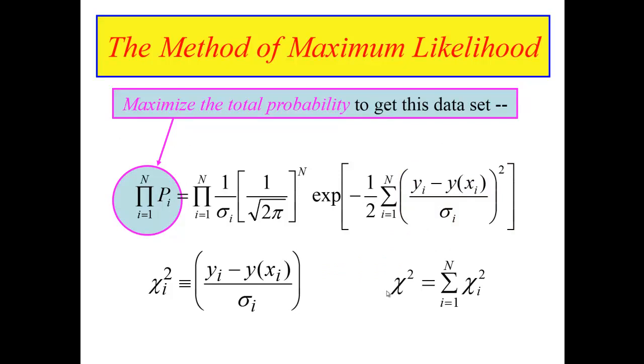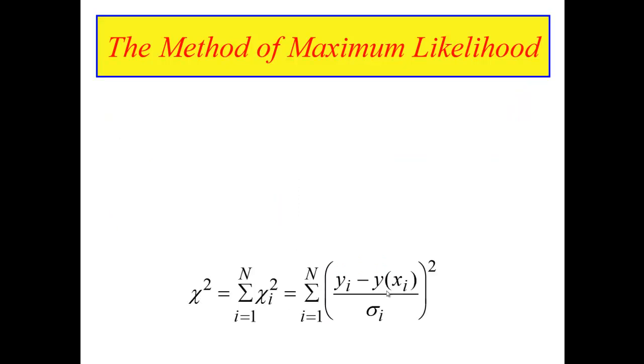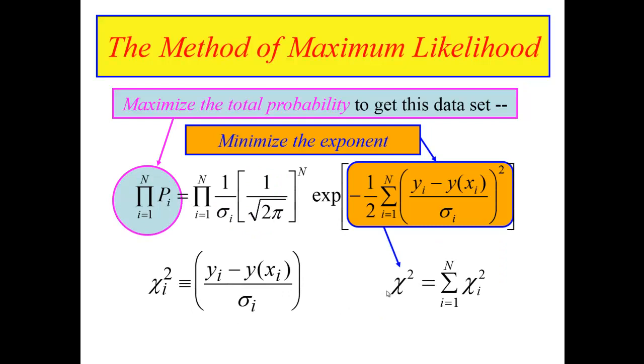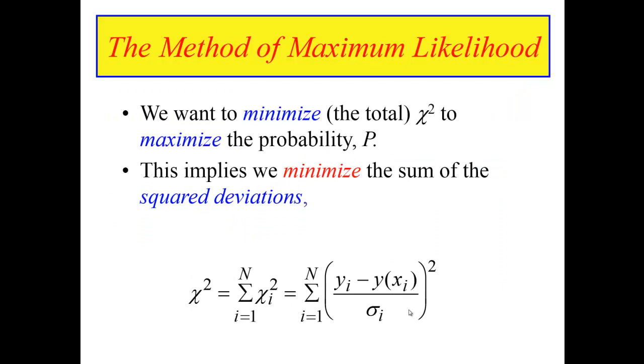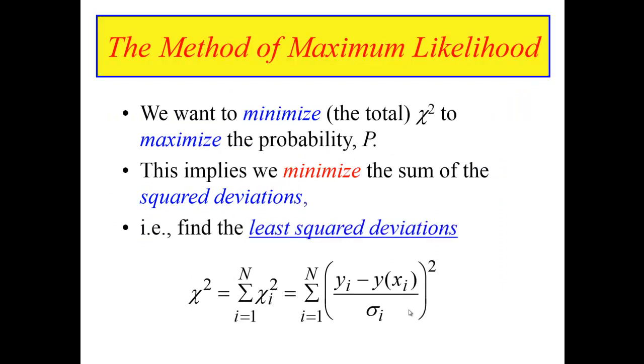So to maximize that, we will minimize the exponent, which means minimize the chi-square value. All right, so far this should be fairly familiar if you remember what we did earlier. So we want to minimize the total chi-square, which means we want to minimize the sum of the squared deviations, and this is sometimes called the method of least squares for this reason.